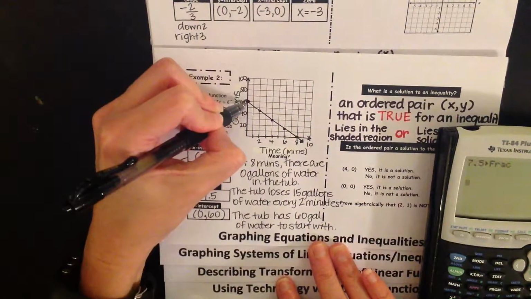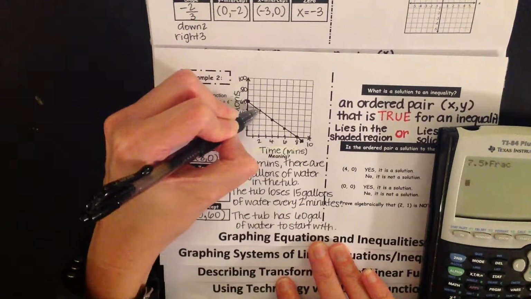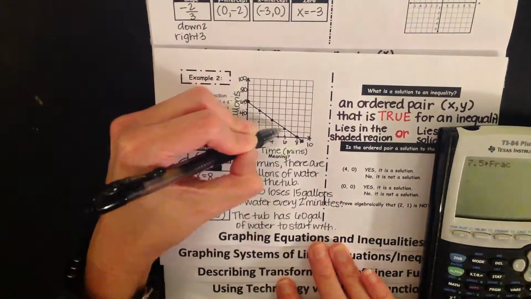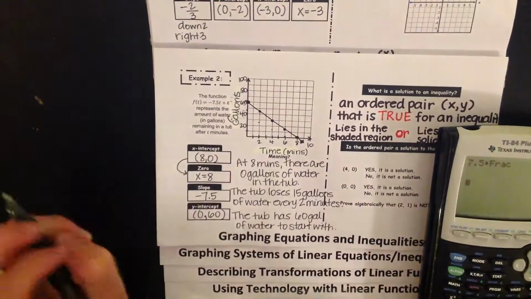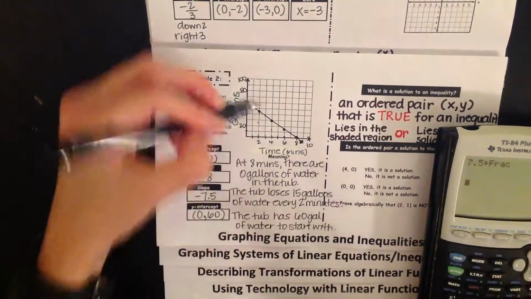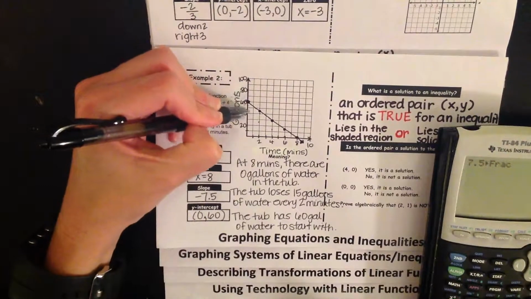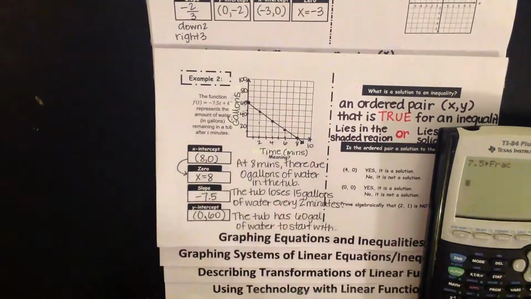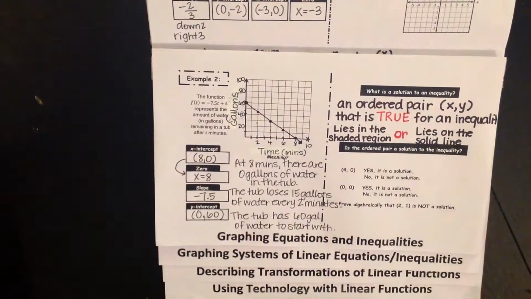So every time I go down 15, I've had to go over 2 minutes. Down 15, over 2 minutes. Down 15, I went over 2 minutes to get to the next good point. So that's what your slope is telling you. It's telling you how much you have to go up or down and over horizontally between your good points, or to get from one point to the next.